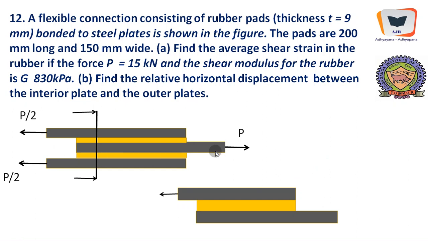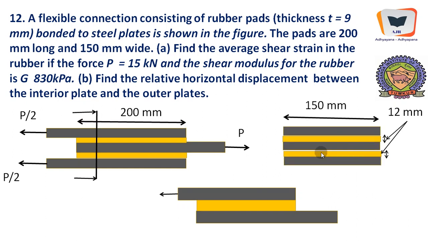If the force is P, it is given only over here for equilibrium concerns. If this is P, here it should be P by 2 and P by 2. When we apply sigma Fx equal to 0, minus P by 2 minus P by 2 becomes minus P, equal to plus P. They cancel and the system is in equilibrium, but they are going to cause some kind of shear in these rubber pads. It is 200 millimeter, and across, you can see 150 millimeter depth, and the thickness of these rubber pads happens to be 12 millimeter.